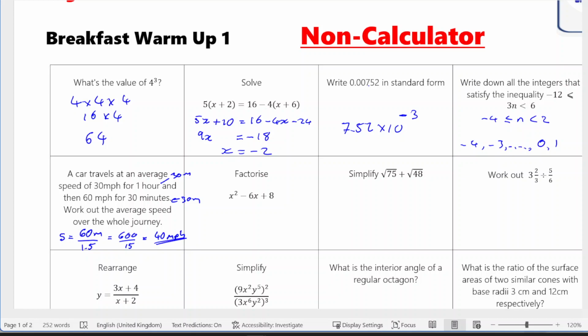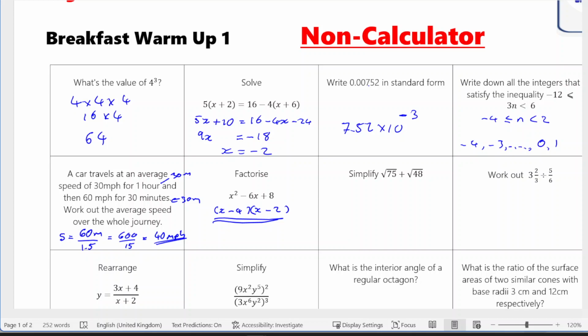Okay, factorise. So factorise a quadratic, it's going to go into two brackets. The only way we can make the x squared coefficient is from an x and an x. And then we're looking for two numbers that multiply together to make 8 and add together to make minus 6. So we're looking at two negatives. It's going to be minus 4 and minus 3. Minus 4 and minus 2, sorry.